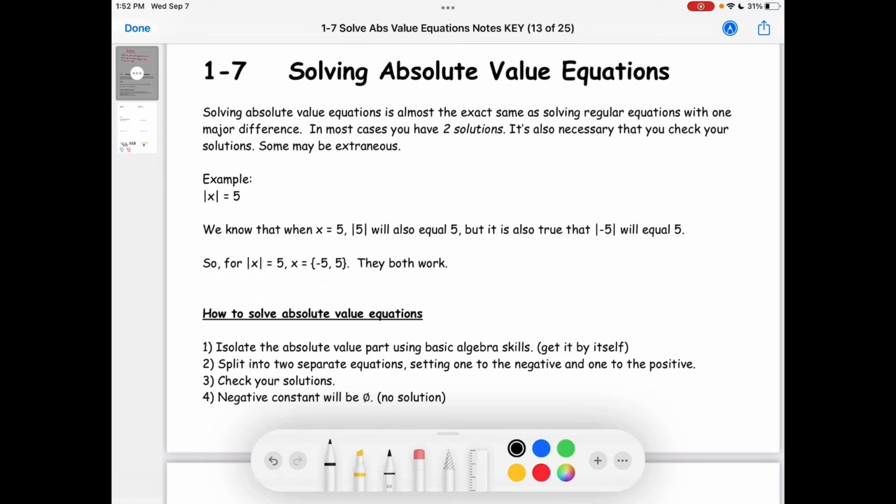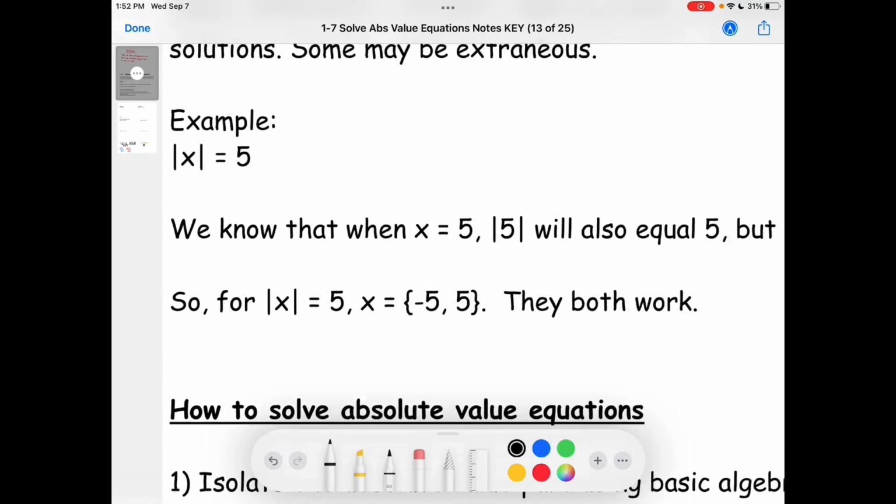Now, there's something that comes up because of this: a number and its opposite have the same absolute value. So meaning, if I were talking about the number 6, the absolute value of 6 is 6, but the absolute value of -6 is the same thing, okay? In fact, that's what this example is.